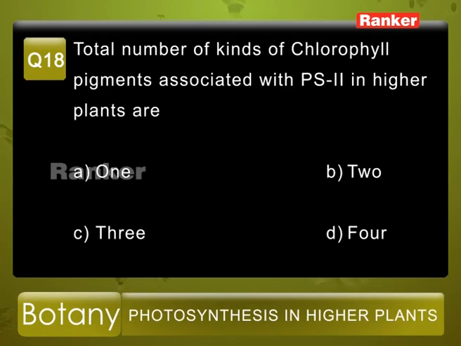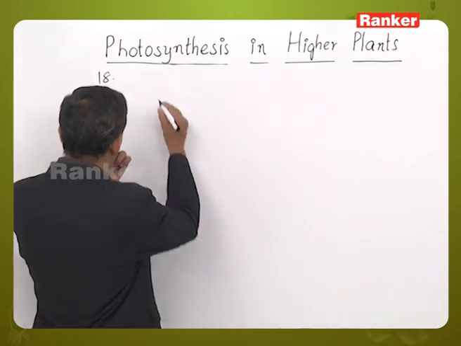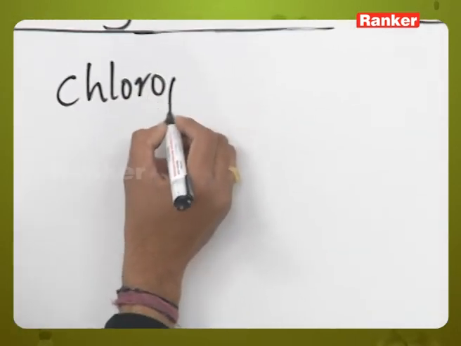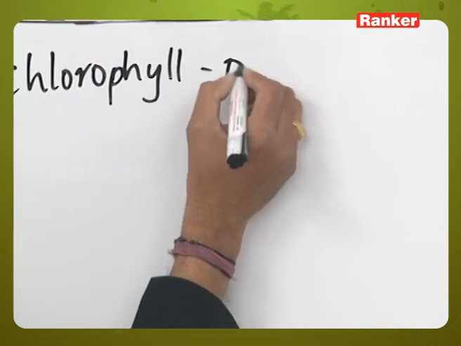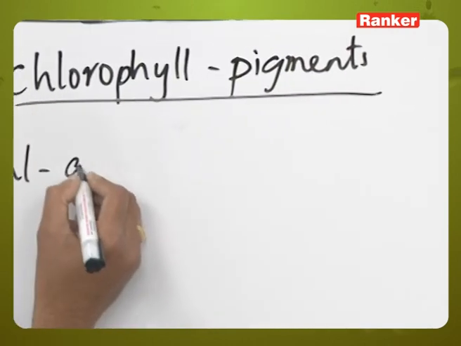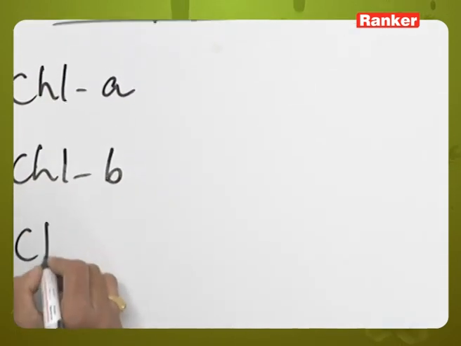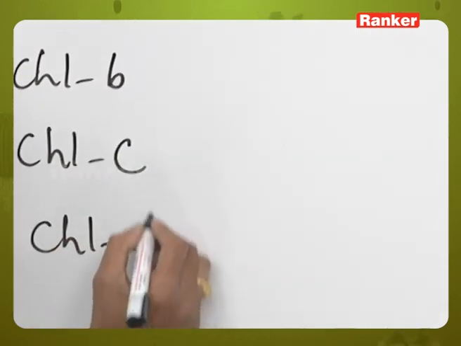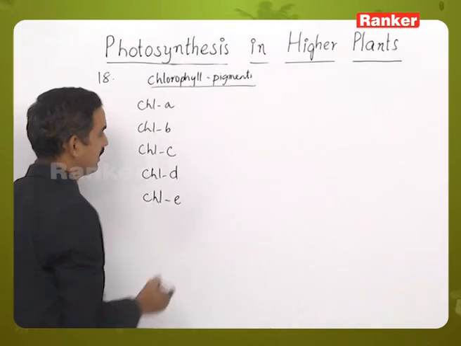Question number 18. Total number of kinds of chlorophyll pigments associated with PS2 in higher plants are. The given options are A 1, B 2, C 3 and D 4. So this is a question related to the chlorophyll pigments. Actually there are five types of chlorophyll pigments. Those are called chlorophyll A, chlorophyll B, chlorophyll C, chlorophyll D and chlorophyll E.